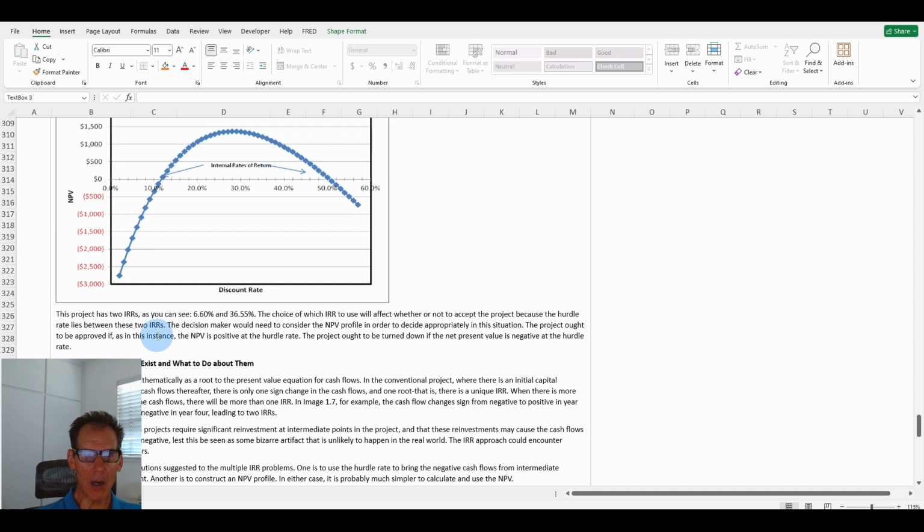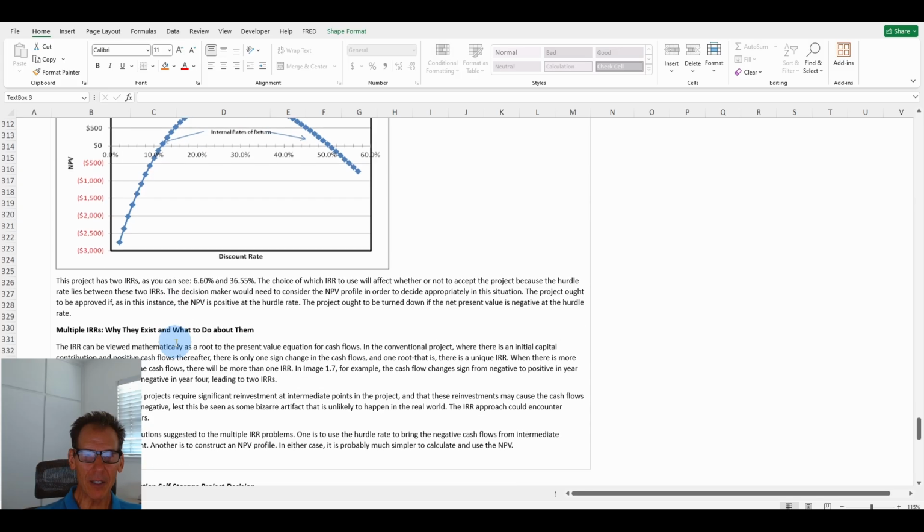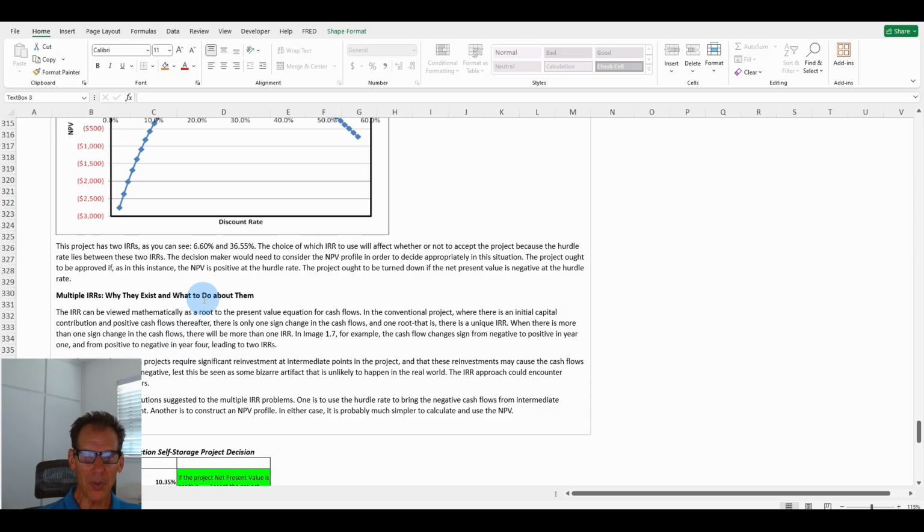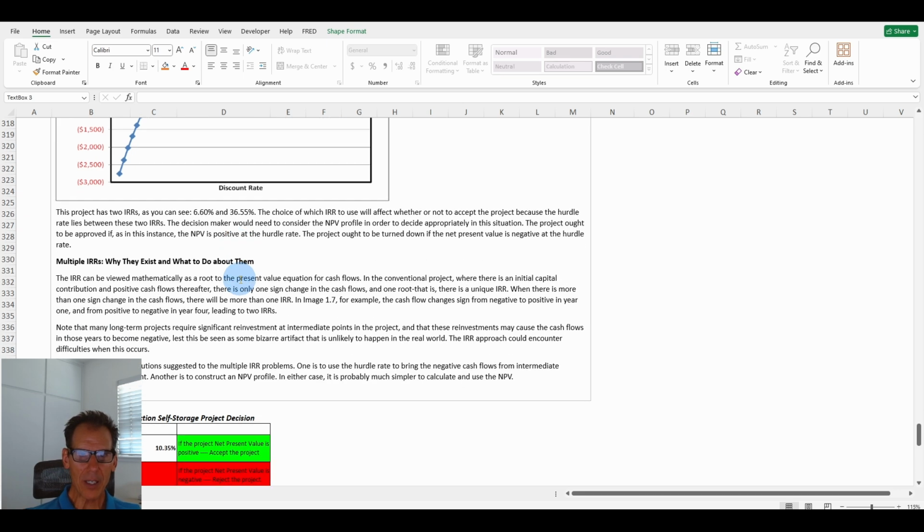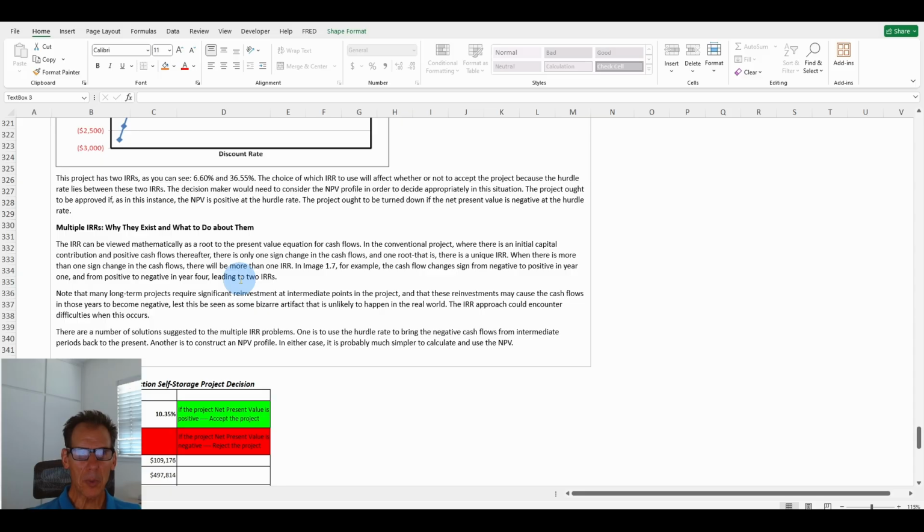The project has 2 IRRs, as you can see, 6.6 and 36.55. The choice of which IRR to use will affect whether or not to accept the project because the hurdle rate lies somewhere between these 2 internal rates of return. That's a big spread. The decision maker would need to consider the net present value profile in order to decide appropriately in this situation. The project ought to be approved if, as in this instance, the net present value is positive at the hurdle rate. The project ought to be turned down if the net present value is negative at the hurdle rate. Multiple internal rates of return, why they exist and what to do about them.